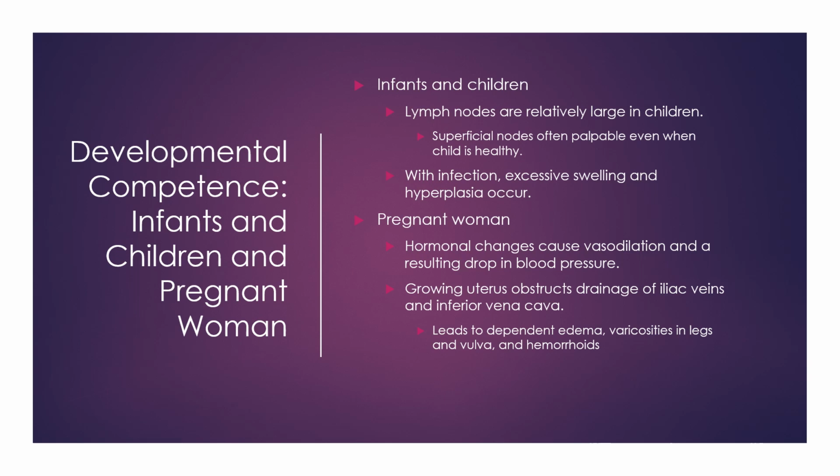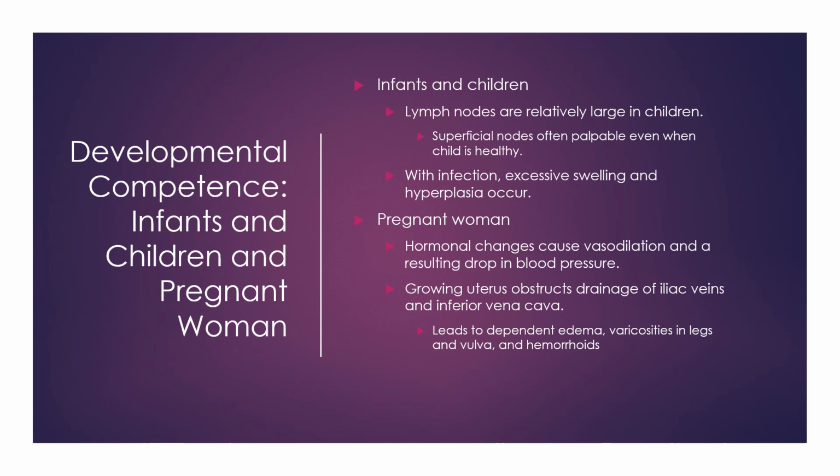The lymphatic system has the same function in children as in adults. Lymphoid tissue is well developed at birth and grows rapidly until age 10 or 11. By 6 years of age, the lymph node tissue reaches adult size. Lymph nodes are relatively large in children. With infection, excessive swelling, and hyperplasia, they can get larger. Enlarged tonsils are a familiar sign in respiratory infections, also in things like strep throat.